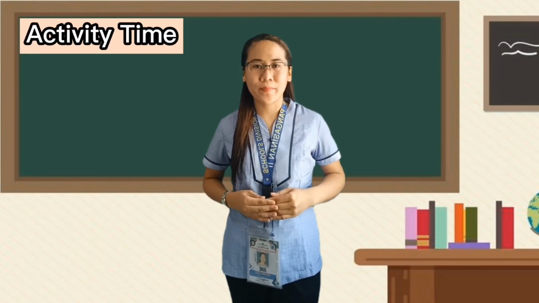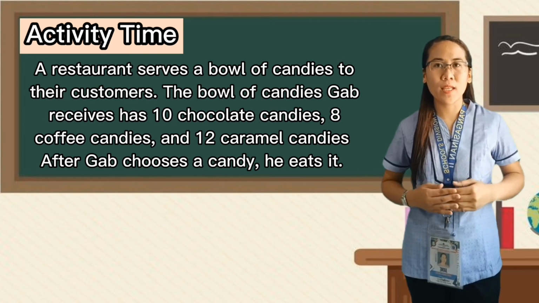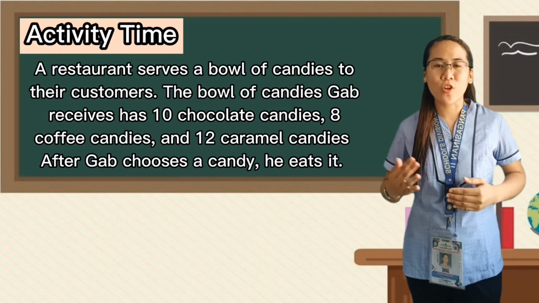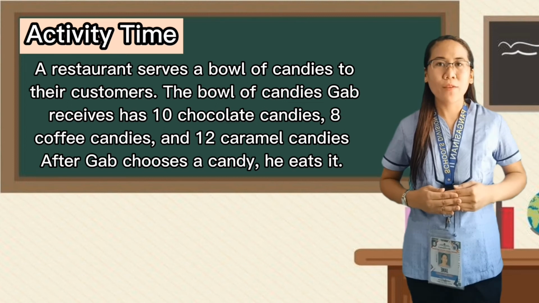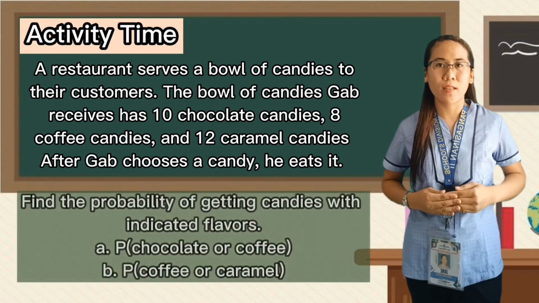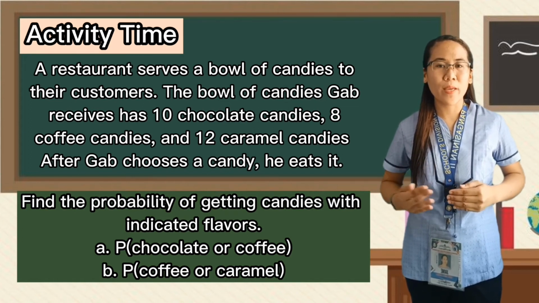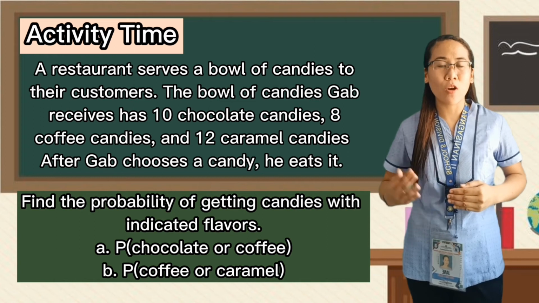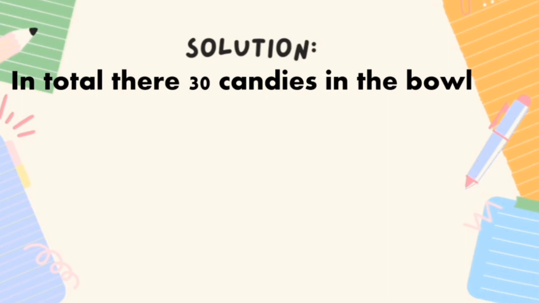Great job! Now, let us have an activity. A restaurant serves a bowl of candies to their customers. The bowl of candies Gab receives has 10 chocolate candies, 8 coffee candies, and 12 caramel candies. After Gab chooses a candy, he eats it. Find the probability of getting candies with the indicated flavors. Letter A, probability of having a chocolate or coffee candy, and letter B, find the probability of having a coffee or caramel candy. In total, there are 30 candies in the bowl.